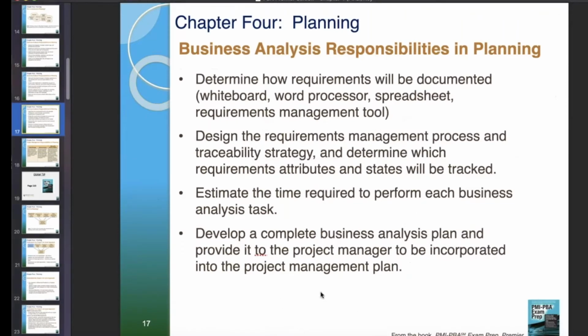Use them. Develop a complete business analysis plan. Oh, I was up here. I'm sorry. Design the requirements management process and traceability strategy, and determine which requirements, attributes, and states will be tracked. Estimate the time required to perform each business analysis task. Develop a complete business analysis plan. Provide it to the PM to be incorporated into their bigger project management plan.